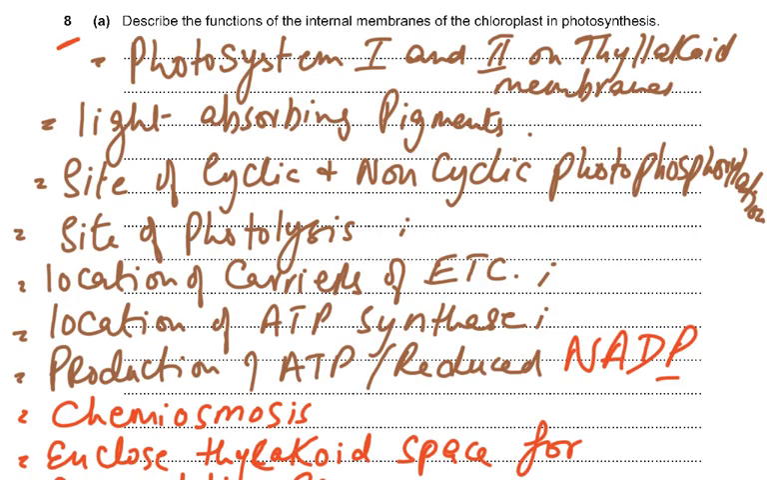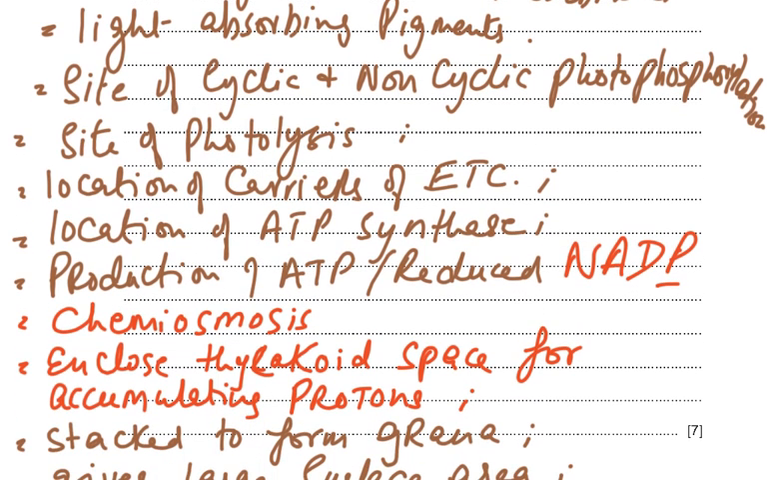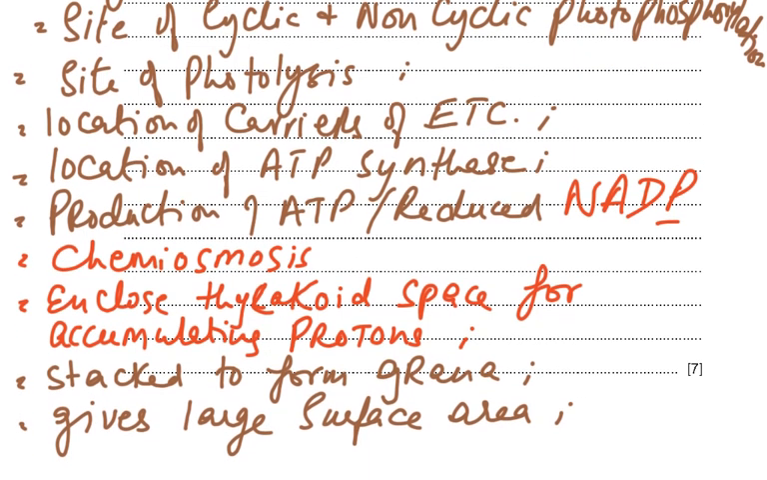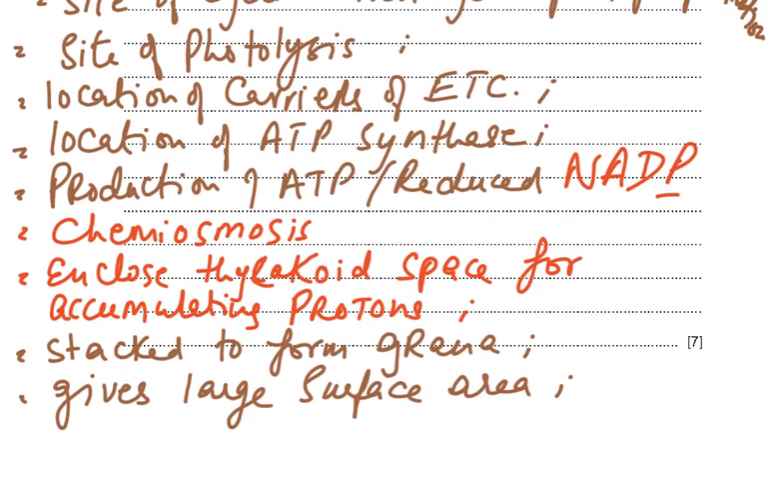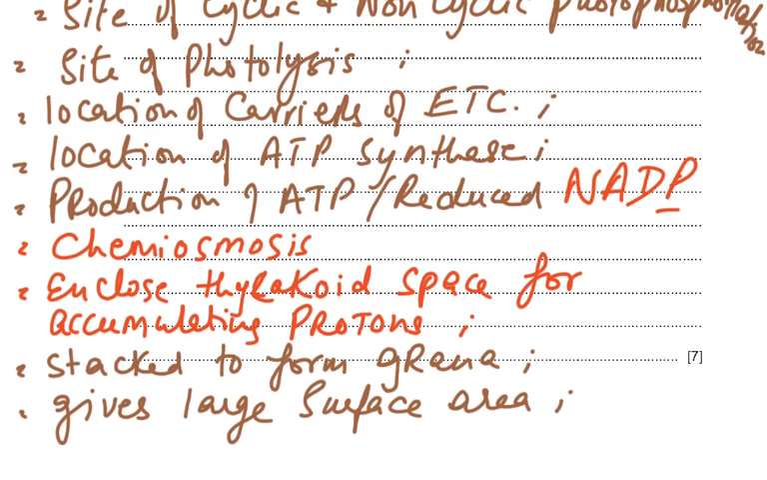So one can see a whole lot of mark scheme points for this: photosystem 1 and 2 on the thylakoid membrane, light absorbing pigments, site of cyclic and non-cyclic photophosphorylation, site of photolysis, location of carriers of ETC, location of ATP synthase, production of ATP and reduced NADP, chemiosmosis, enclose the thylakoid space for accumulating protons, and stack to form the grana, and gives very large surface area. So about 11 mark scheme points, and you had to give me only 7 to get your 7 out of 7.